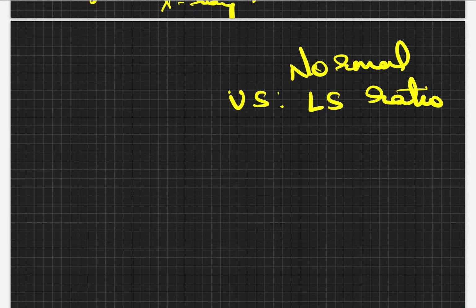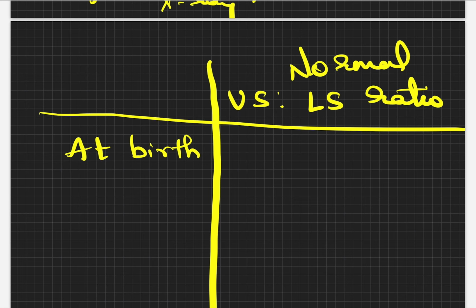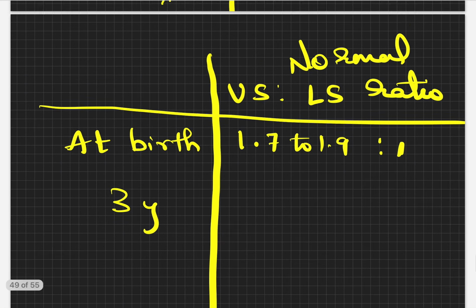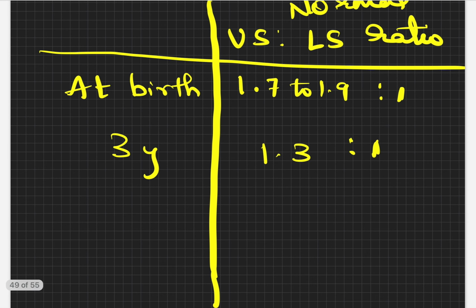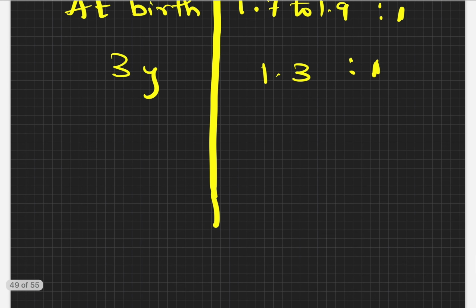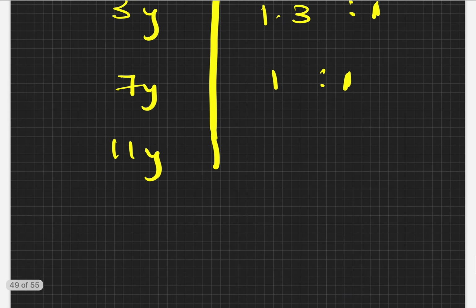See, the normal upper segment to lower segment ratio at birth is 1.7 to 1.9 is to 1. At 3 years it will become 1.3 is to 1. Sorry, at 7 years it will become 1 is to 1. At 11 years it will become 0.9 is to 1.